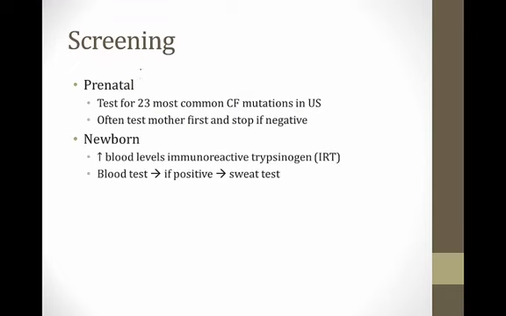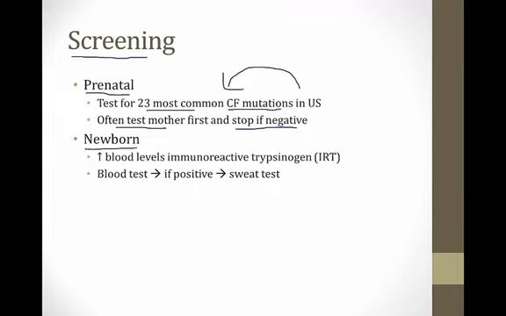And then finally, it's not always done, but you can perform screening for cystic fibrosis. This is done prenatally in some parts of the United States. Parents are tested for 23 of the most common cystic fibrosis gene mutations in the U.S. Often the mother is tested first, and you stop the testing if she's negative. However, if she carries one of these gene mutations, then you go ahead and test the father as well. You can also screen in the newborn period.